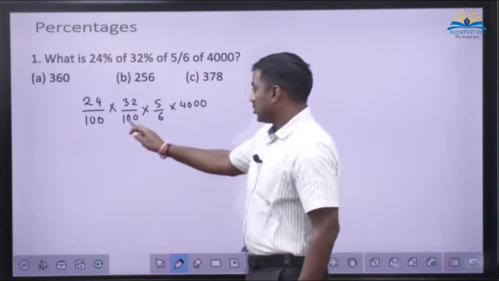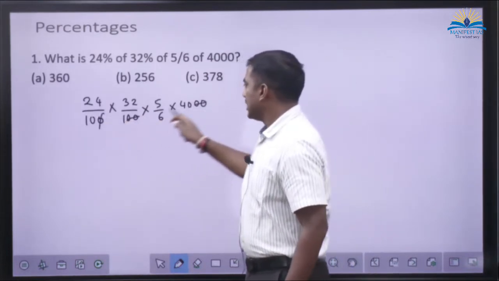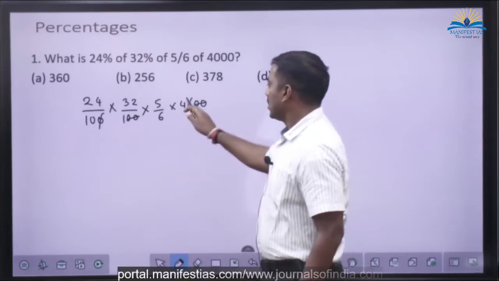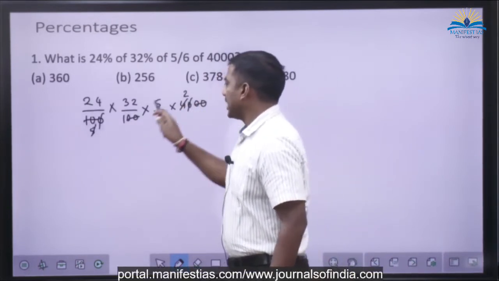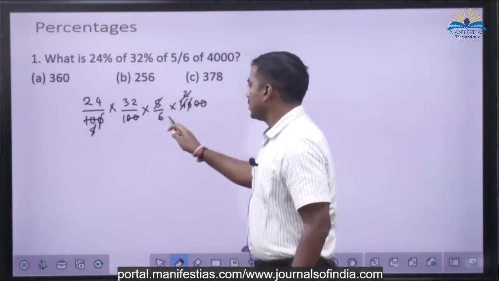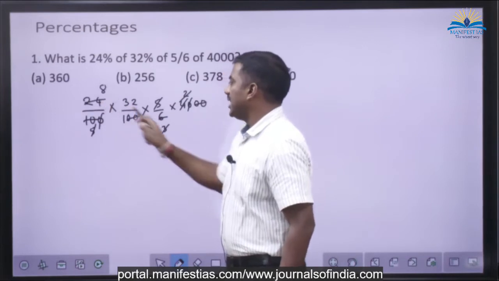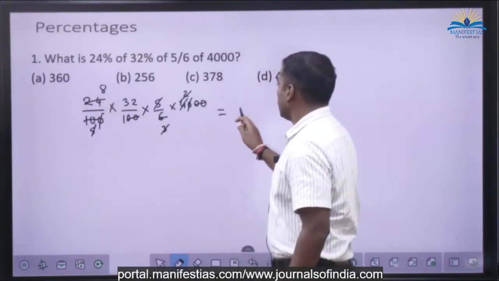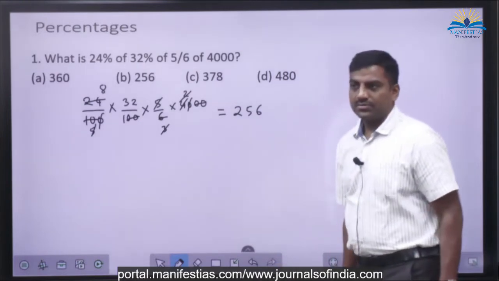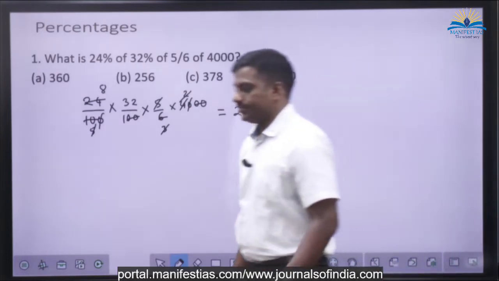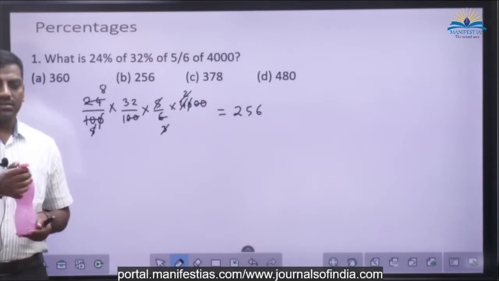Okay, no? So the zeros get cancelled. Single zero gets cancelled. 2 2s are, 2 5s are, 5 5 get cancelled. 2 1s are, 2 3s are, 3 1s are, 3 8s are. 8 into 32, 256. Simple. 256.